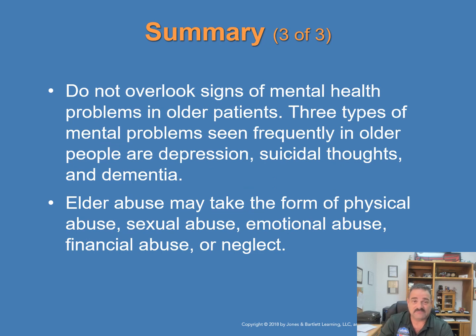And finally, do not overlook the signs of mental health problems in older patients. There are three types of mental problems frequently seen: depression, suicidal thoughts, and dementia. Let's not let somebody go down that path. Let's help them every chance we get. Elder abuse: it happens. It can take the form of physical abuse, sexual abuse, emotional abuse, financial abuse, or neglect.